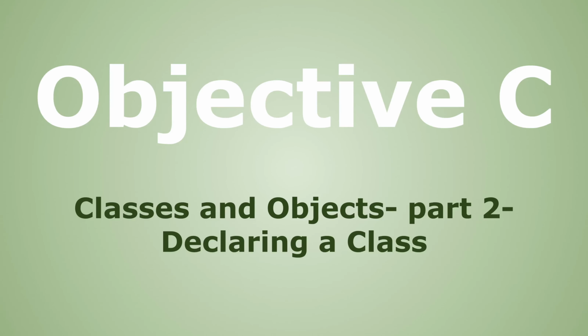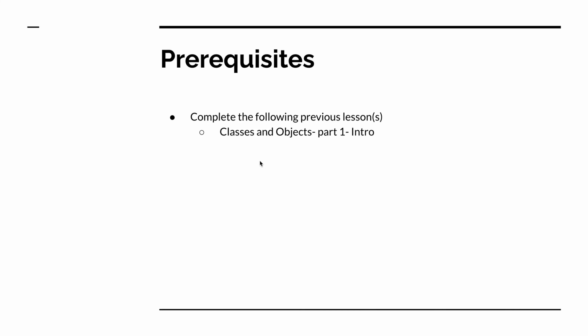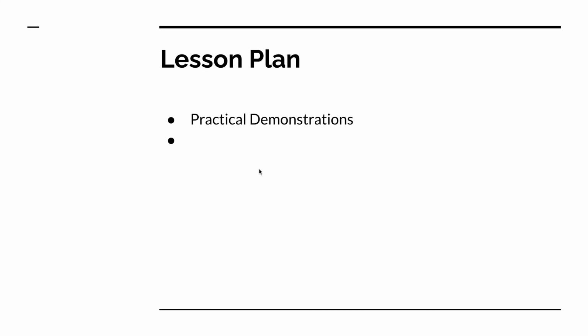Hi everyone, the lesson is Classes and Objects Part 2, Declaring a Class in Objective-C. We'll be using Xcode version 11.6 and Apple Developer Docs and API referencing. You need to complete the previous lesson, Classes and Objects Part 1 Intro, before this video series. You'll be learning about declaring a hello class. As usual, it's going to be practical demonstrations.